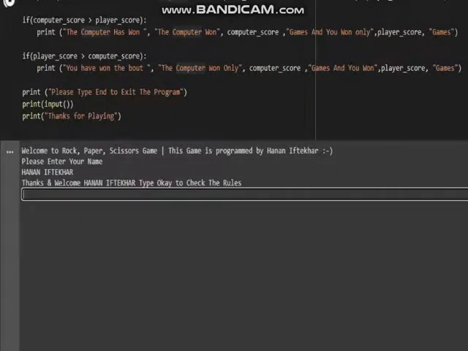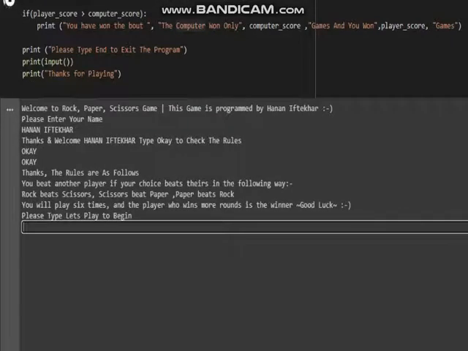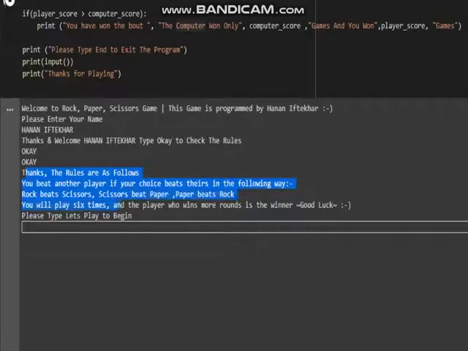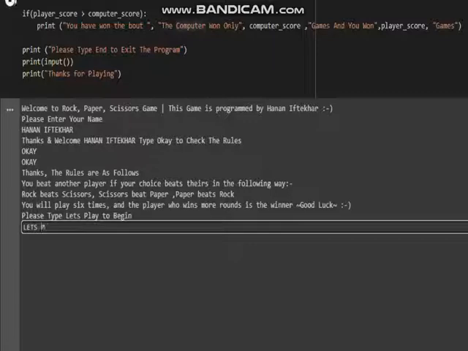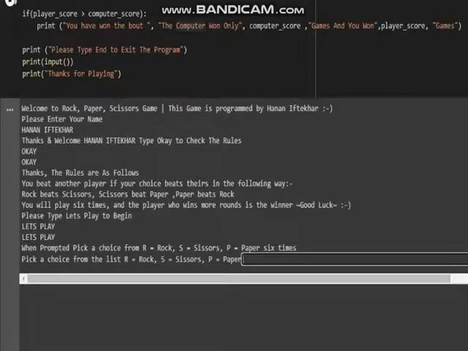Now it says to type OK to check the rules. Okay. And here are the rules of the game. It says please type let's play to begin. Okay, let's play. Mr. Computer, let's see who wins. Okay, so here it is.